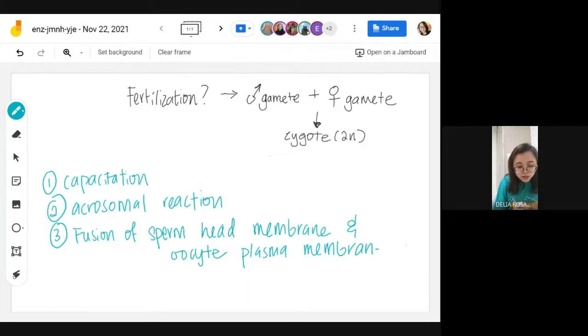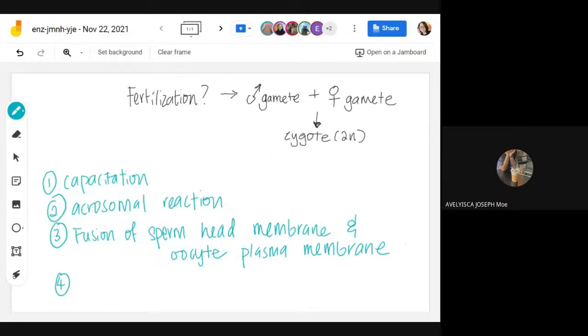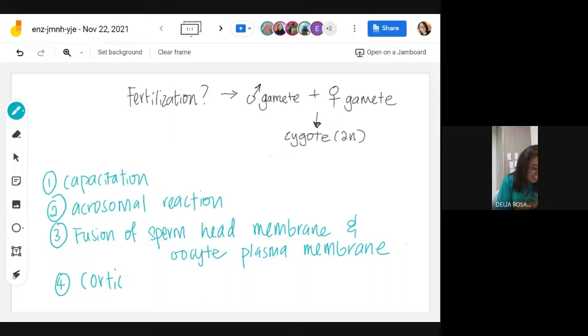And then the very last stage is cortical reaction. Very good. Wah, ini laju kamu type cortical reaction. Very nice. Kamu sedia type tinggal send saja kah tuh? Alright, so that's very good. Okay, so these are the four stages leading up to fertilization.